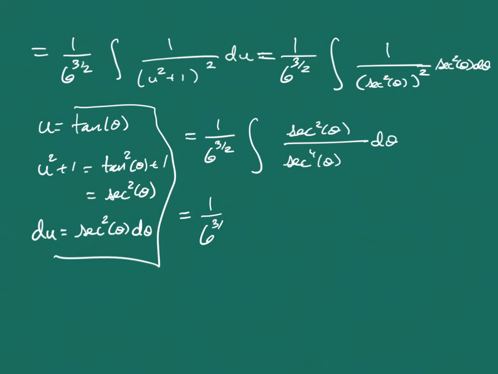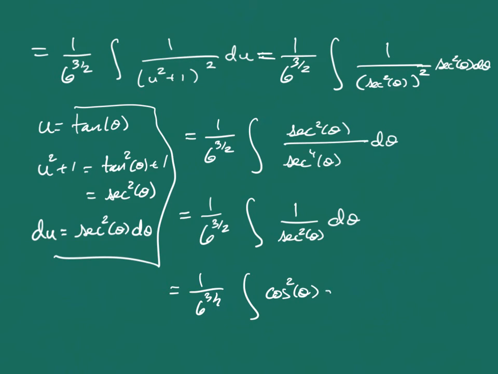So I get a 1 over 6 to the 3 halves integral, cancel each one of those. I have a 1 over secant squared of theta d theta, but 1 over secant squared is the same thing as cosine squared of theta d theta. And so what happens now? I have a trigonometric integral. Doing a trigonometric integral with something like this, we just use our power reduction formula at that point. So for these guys, we really have power reduction.